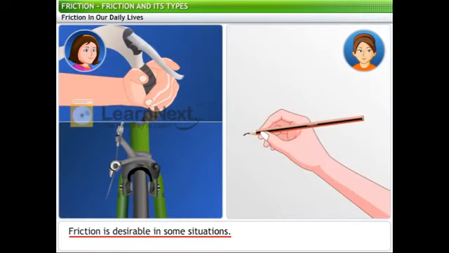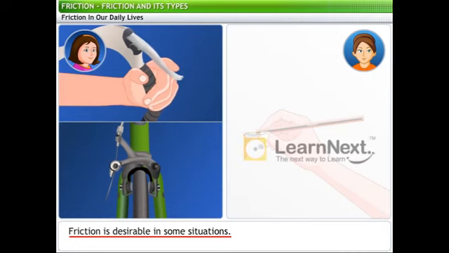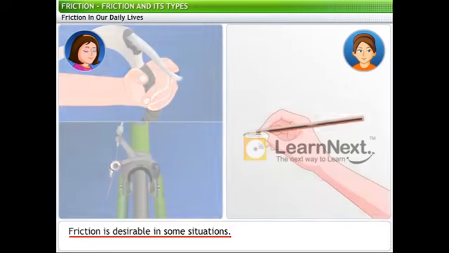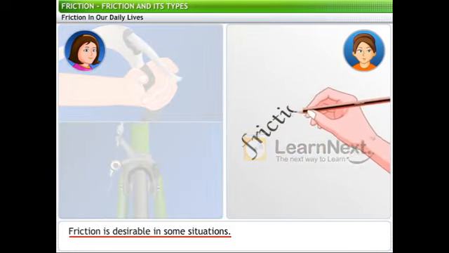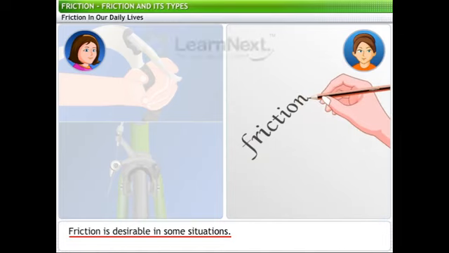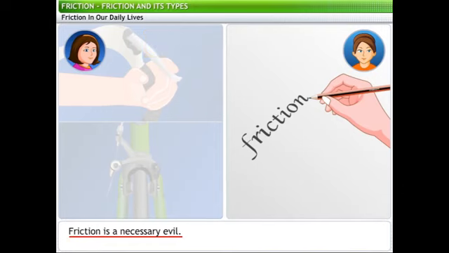On the other hand, friction is vital in some cases. In your bicycle brakes, for example, to make your bicycle stop when you want. Applying brakes creates friction between the brake pads and the wheels and makes the bicycle stop. You wouldn't even be able to write with a pen or pencil if there was no friction between pen and paper. Therefore, you can say that friction is a necessary evil.